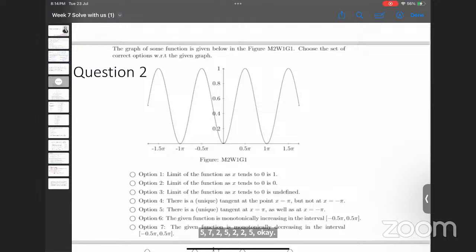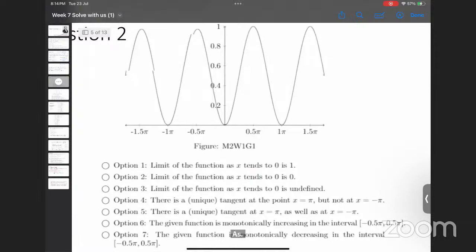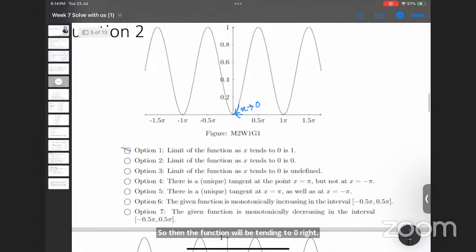What is our goal? Our main aim, what should we do here? We should observe the graph, right? What is the first option? Limit of the function as x tends to 0. As x tends to 0, the function will be tending to 0, right? Yes, ma'am. So clearly this option is wrong, because here they say this is 1. And for the second option, I can see this is correct, right? So option 2 is correct.